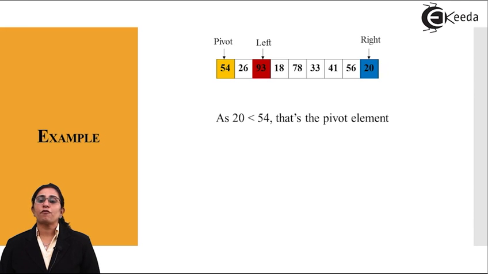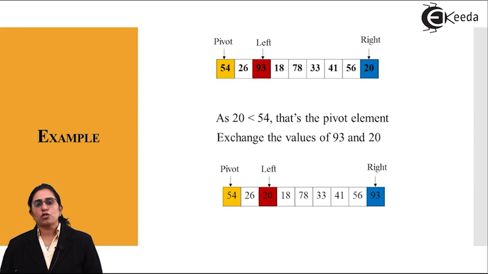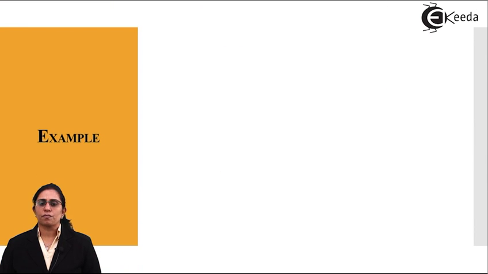20 is less than 54, that's the pivot element. So what do we do? We exchange the values of left and right, that is, we swap them in such a way that 93 goes to the position where 20 was stored and 20 comes to the position where 93 was stored. Now my left becomes 20 and my right becomes 93, and we do right minus minus.